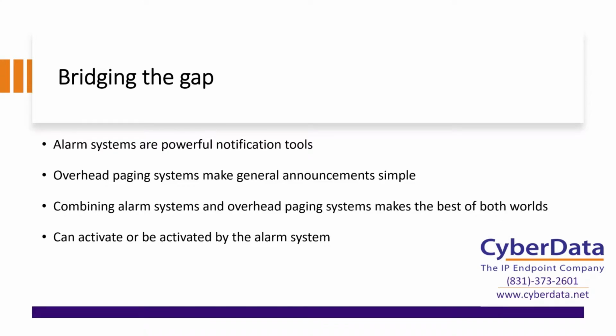Because alarm systems can be such powerful notification tools, and if you enhance an already powerful notification tool with another notification tool, you get the best possible combination, and you can really do a lot with combining those different systems, and really activate either system with either end. So it's kind of vice versa. You can activate your fire alarm system with a CyberData device, or your CyberData device can be activated automatically by your fire control system. So it really kind of bridges the gap and really combines and marries these two powerful notification systems for the best of both worlds.